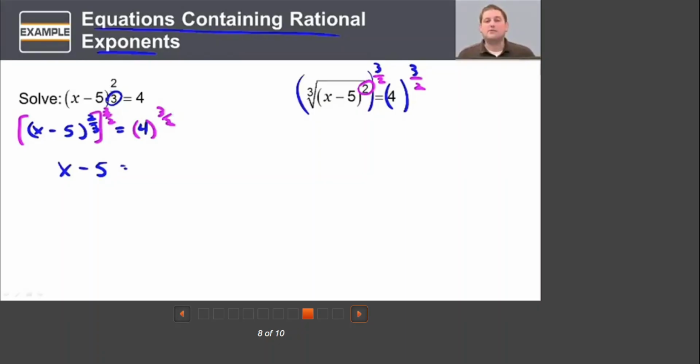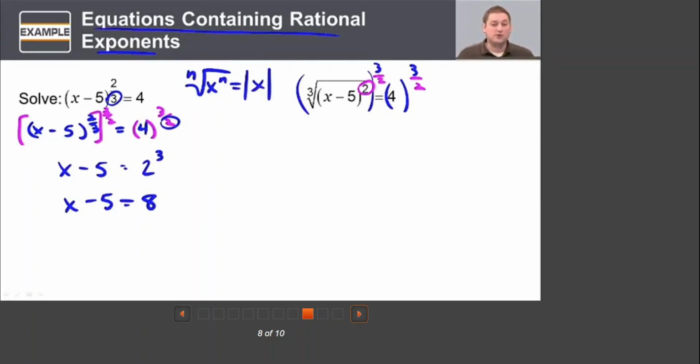On the right side, I have 4 to the 3/2, but 2 is the square root. So we take the square root of 4 first to get 2, leaving just 2 cubed. And then we're left with x minus 5 is equal to 8. But I'm forgetting something. Remember the rule, the nth root of x to the n is equal to x. But if n is even, we use the absolute value of x.